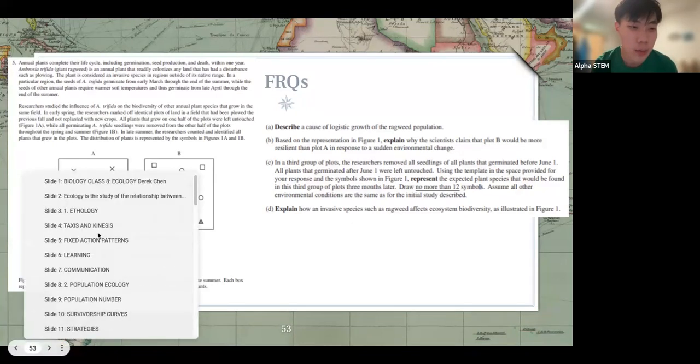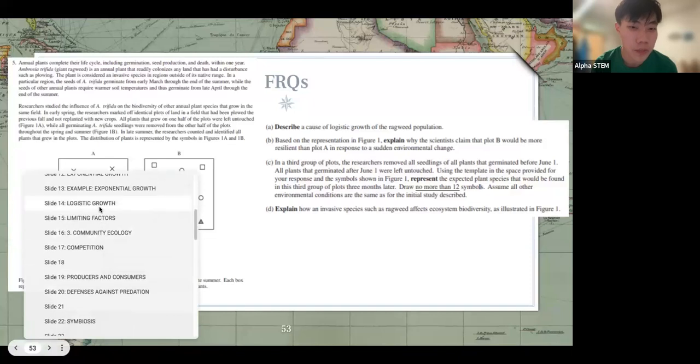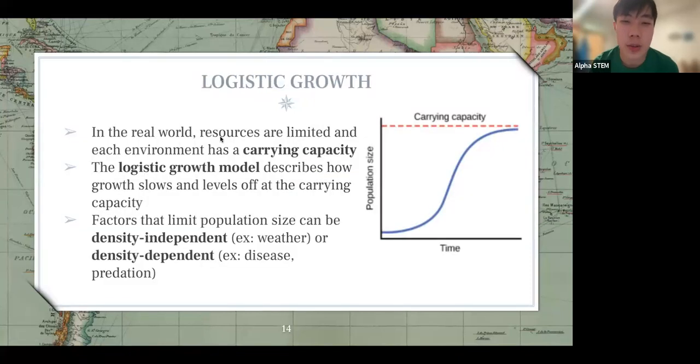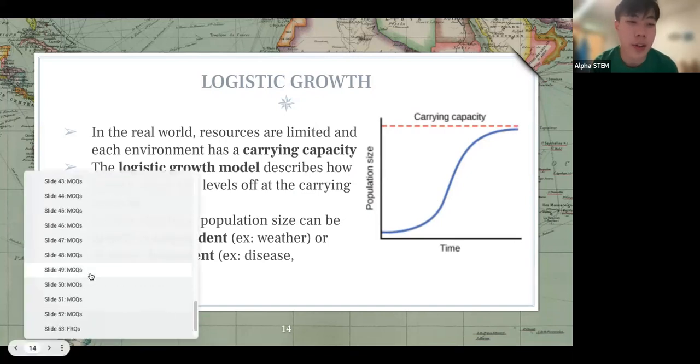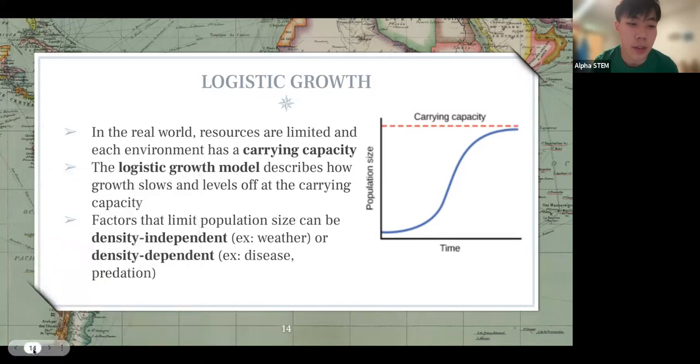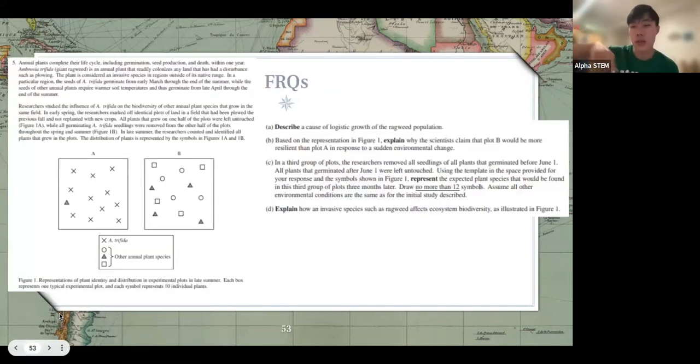And for this one, let's go back to what logistic growth is. Logistic growth is due to limited resources and density dependent factors that cause a carrying capacity on the population. So remember, in exponential growth, the population can just grow forever if there are infinite resources. But in the real world, there are factors that limit a population size, so density dependent factors.